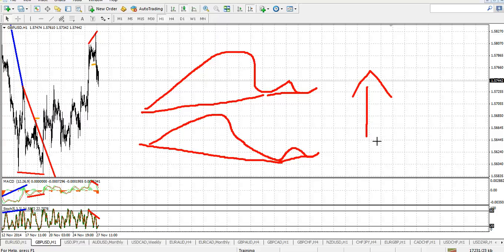Keep your eyes out for divergence. It's really a very important part of trading. In fact, I have to have divergence before I consider taking any trade. No divergence, no trade.